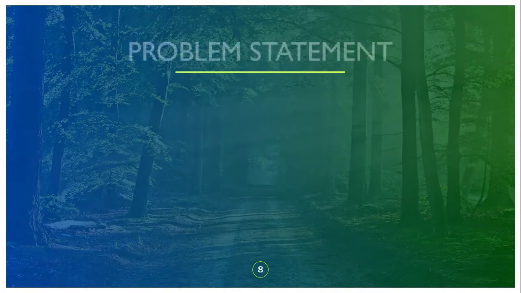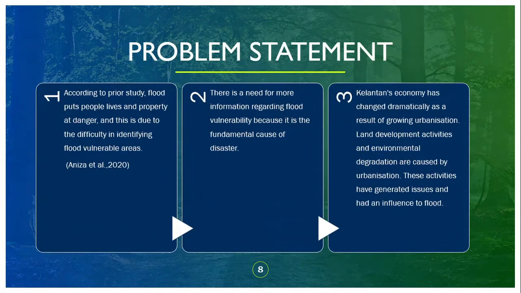Problem statement. There are three problem statements. The first one is, according to prior study, flood puts people's life and property in danger, and this is due to the difficulty in identifying flood vulnerable areas. Second, there is a need for more information regarding flood vulnerability because it is the fundamental cause of disaster. Third, Kelantan's economy has changed dramatically as a result of growing urbanization. Land development activities and environmental degradation are caused by urbanization. These activities have generated issues and had an influence on flood.